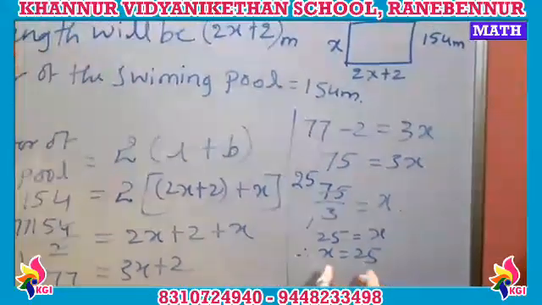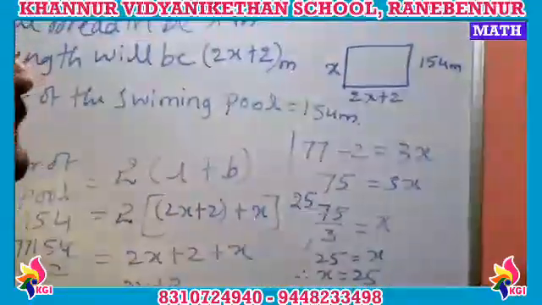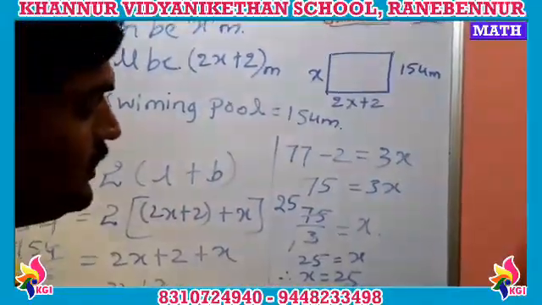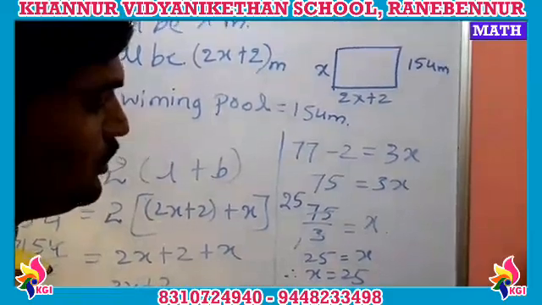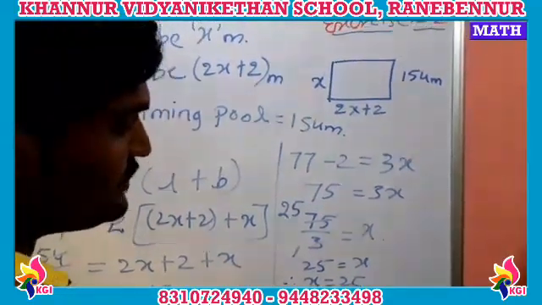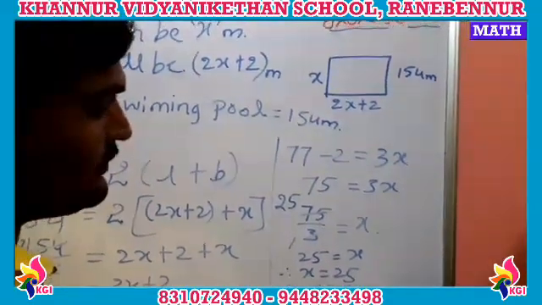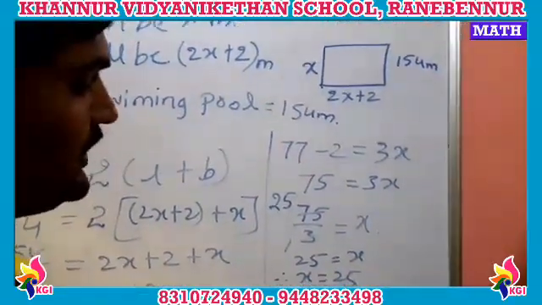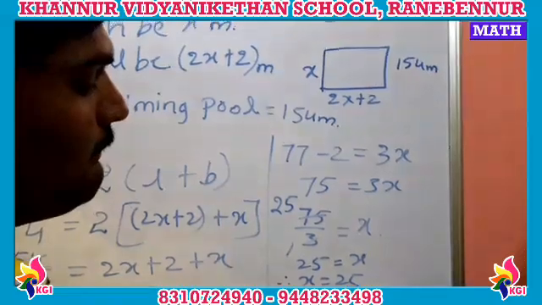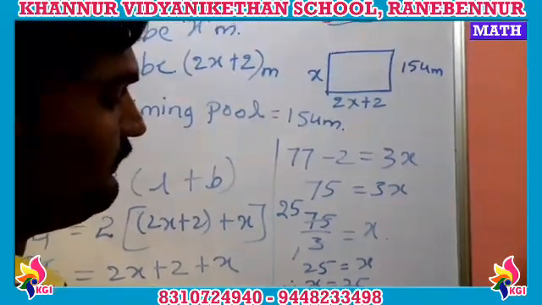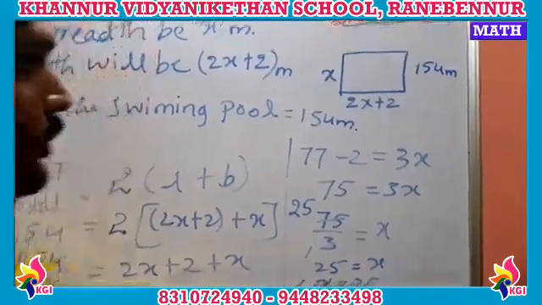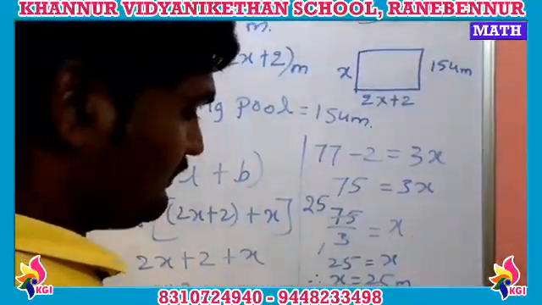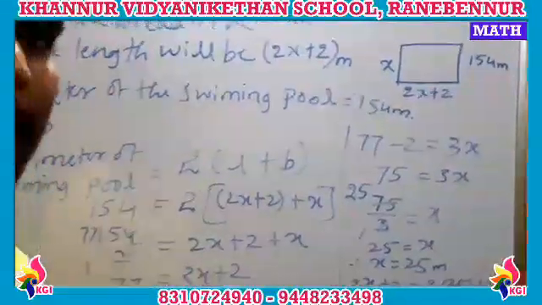So now what we got? x means it is the breadth. We want the length also, right? So the length is 2x plus 2. x is 25, so 2 times 25 plus 2. 25 twos are 50, plus 2 gives 52. Both are in meters. So x is equal to 25 meters, then the length is 52 meters.